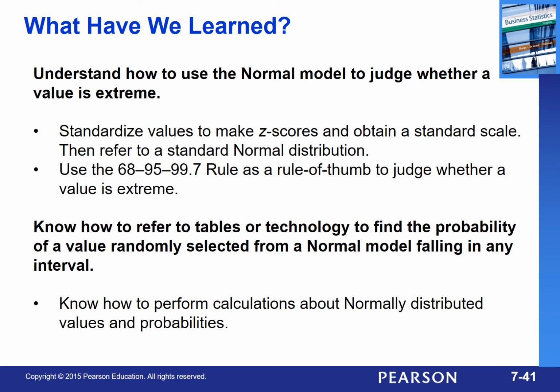We can also use the 68, 95, 99.7 rule as a rule of thumb to judge whether or not a value is extreme, along with the z-score. So don't forget about that. We also need to be able to use technology to calculate other things with probability.